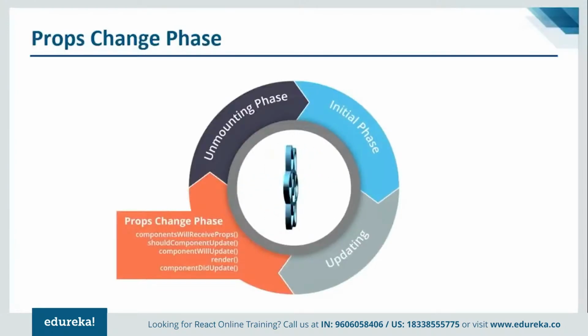Now this method takes one argument and this argument contains the new prop value that is about to be assigned to it. The rest of the lifecycle methods behave identically to the methods which we saw in the previous phase. So this is how the props change phase is completed.